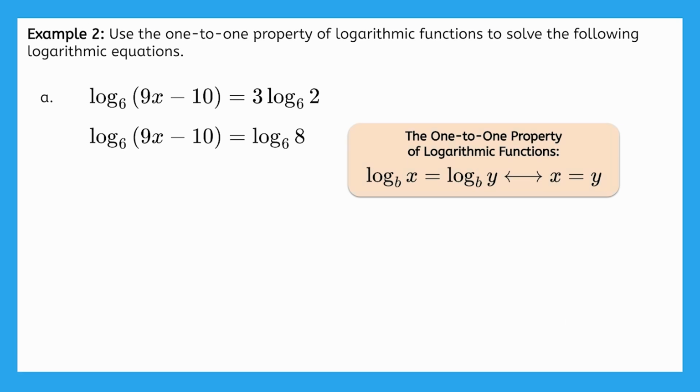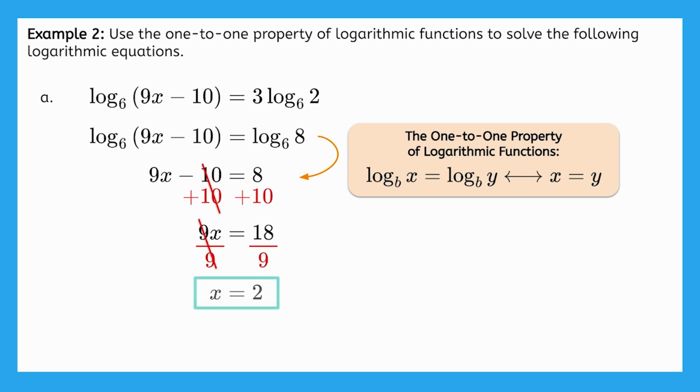By the one-to-one property of logarithmic functions, we conclude that 9x minus 10 must equal 8. We then isolate x by adding 10 on both sides, and then dividing by 9, which gives a solution of x equals 2.